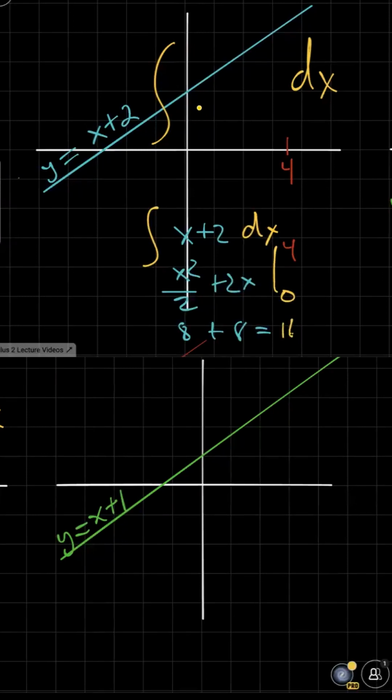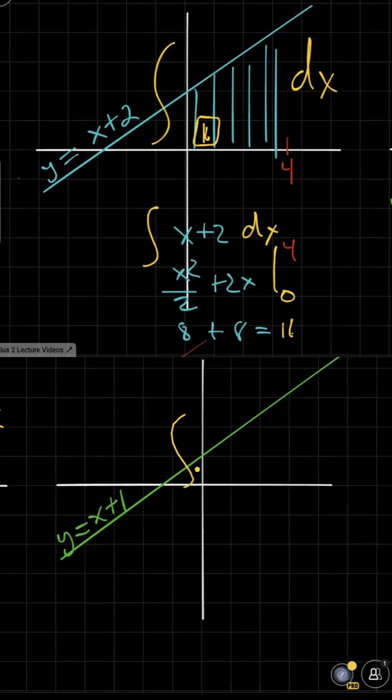So the area underneath this blue line from 0 to 4 is equal to 16. Okay, let's do the same for the green line. Since we're again doing the integral function, the integral dx is just finding the area underneath this line here, and let's just stop at 4 on this one as well.